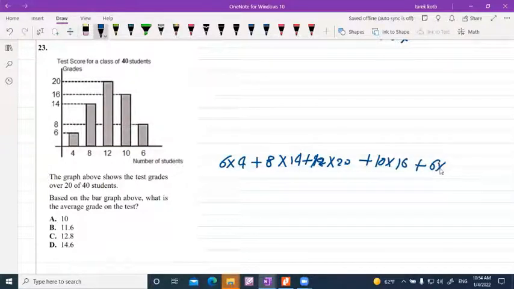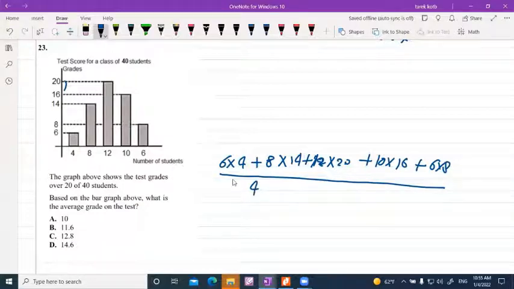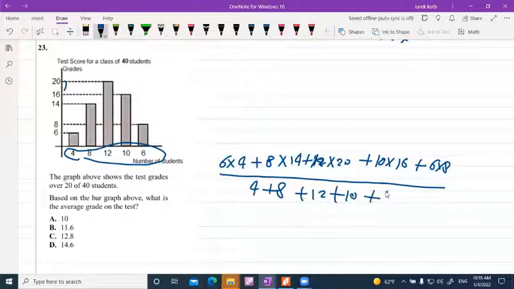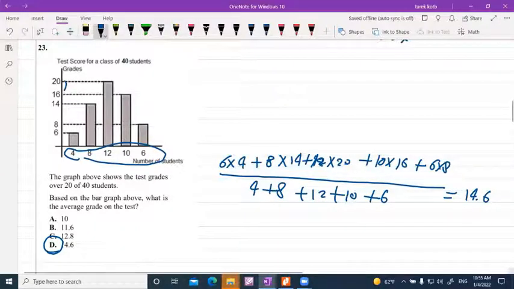The frequency now is this, which is 4. This one is the frequency. 4 plus 8 plus 12 plus 10 plus 6. That all gives me 14.6. So the trick here is this graph is overlapped. And you know that the average is the total over the total frequency.